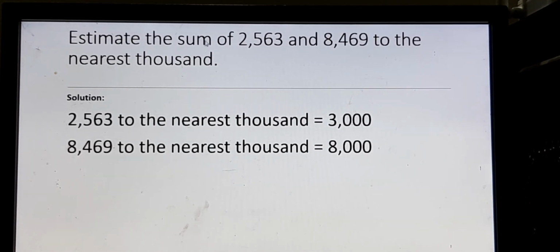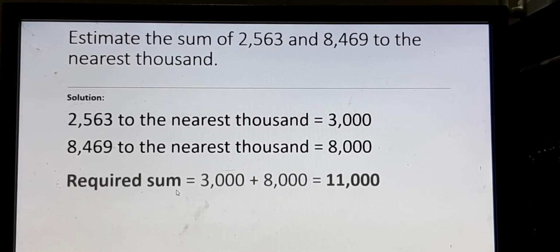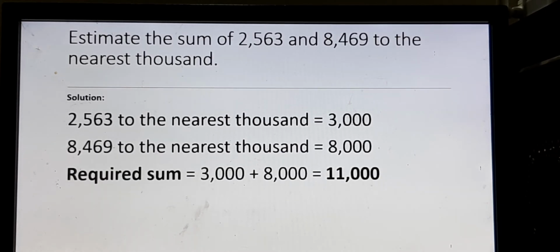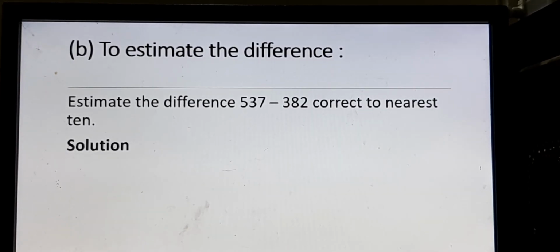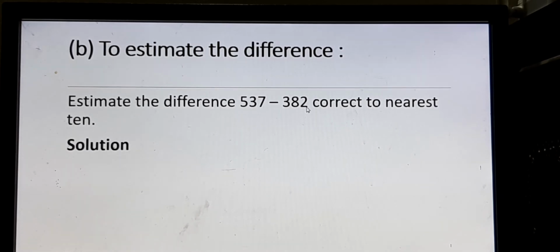Now you have to find the sum. Sum means we have to add. So 8000 plus 3000 is 11,000. So simple. We will finish this. Now we have got to estimate the difference. Difference means we have to subtract, isn't it? So estimate the difference of 537 and 382. Correct to the nearest 10.